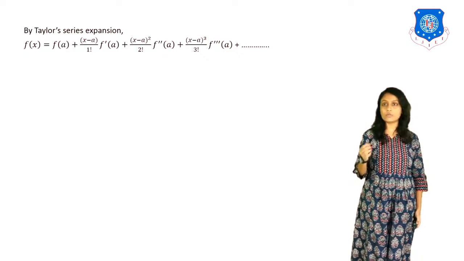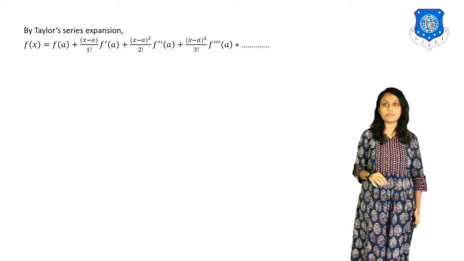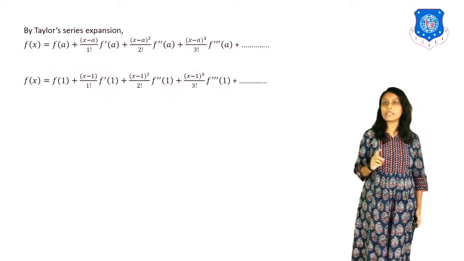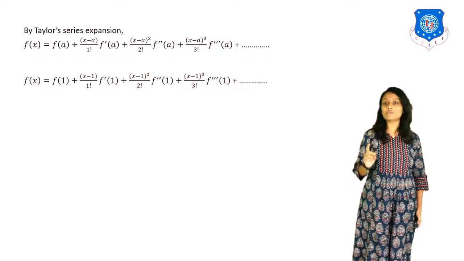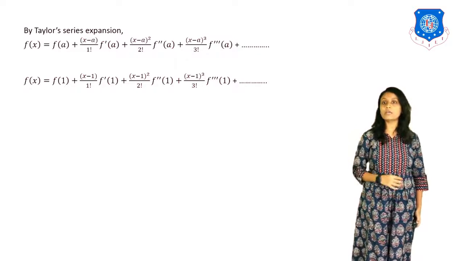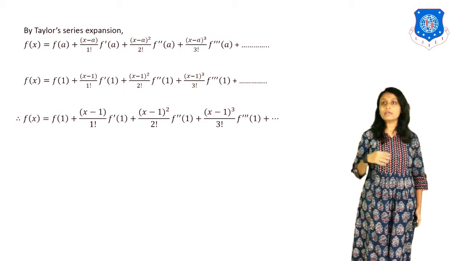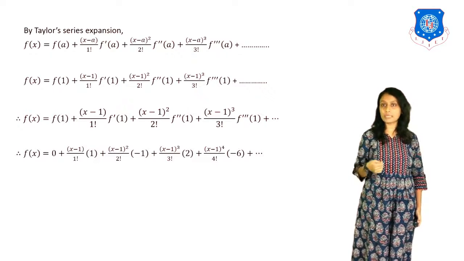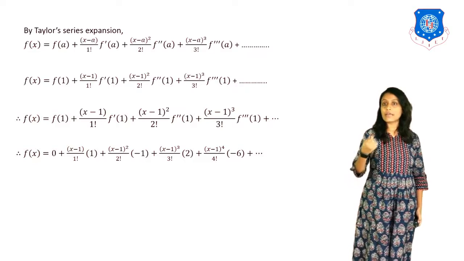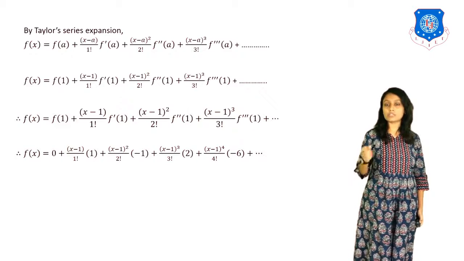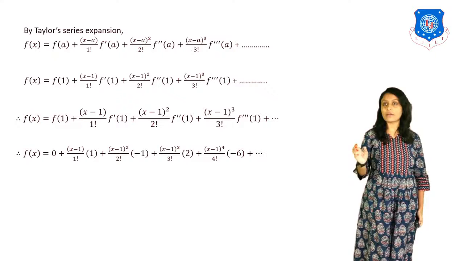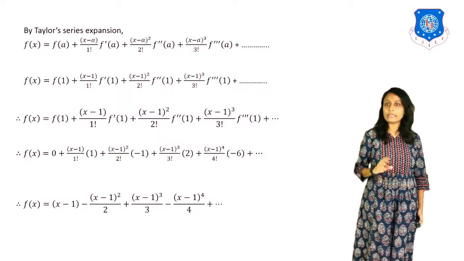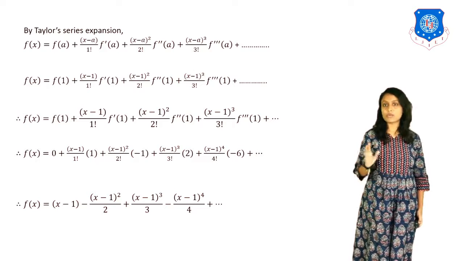So f of x is equals to f of a plus (x minus a) upon 1 factorial, f dash a and so on. Okay. Here a is 1. So in place of a everywhere you have to write 1. Okay. Then we have to write its value. So f of 1 is 0. Then f dash of 1 is 1. f double dash of 1 is minus 1. So just we have to substitute the value of f of 1, f dash 1, f double dash 1 and so on. And then we have to simplify to get the answer.